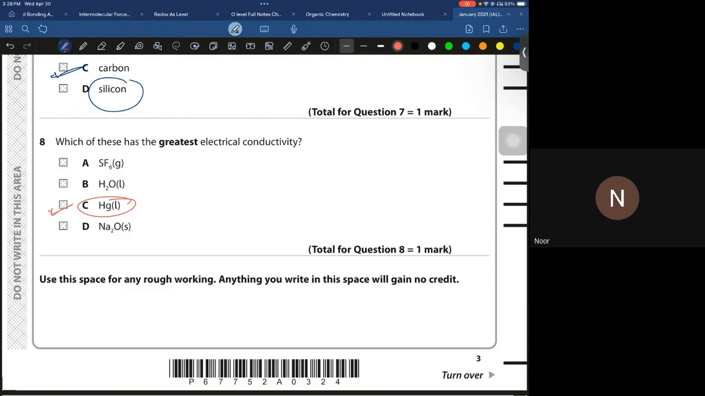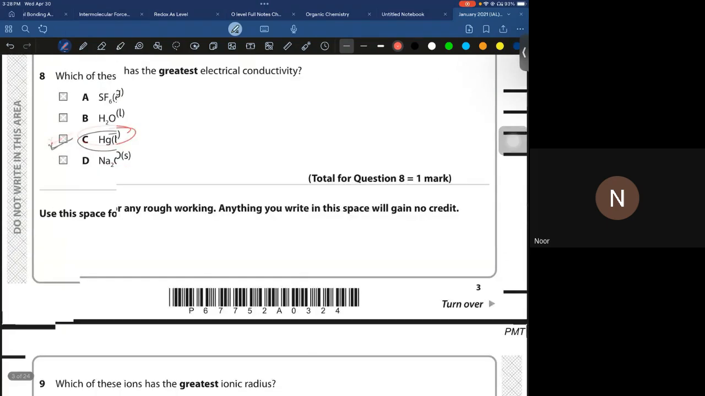B is water, a liquid. Water is a bad conductor. And SF6 is a gas. Gases are also bad conductors.